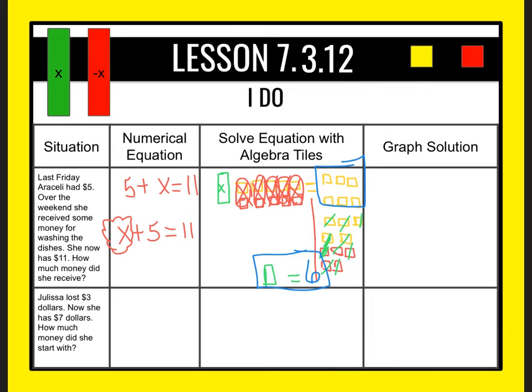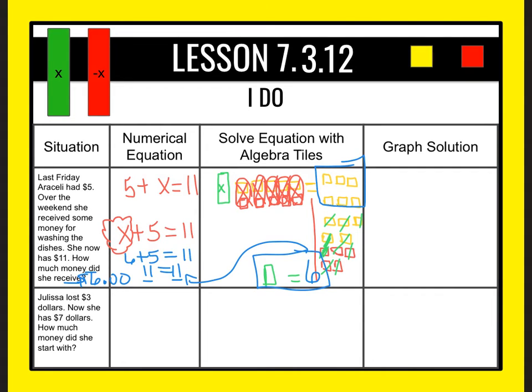So that means that for washing the dishes, how much money did she receive? She received $6. Right? And can I always go back and check my solution? We've talked about this in class as well. So if I take 6 plus 5, does that equal 11? Yes, it does. And remember, in an equation, whatever's on the left side must equal whatever's on the right side. And 6 plus 5 is equal to 11.